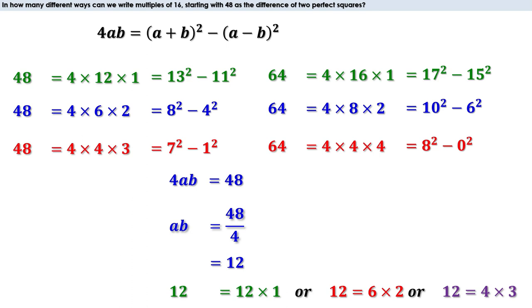And you can check all other multiples of 16 starting with 48 can be expressed as the difference of two perfect squares in at least three different ways. Now let us discuss the next section, sum and difference. We have calculated products by splitting numbers as sums or differences.